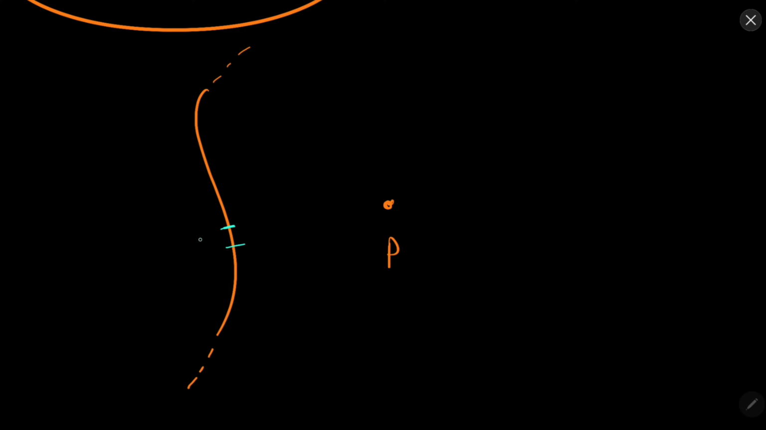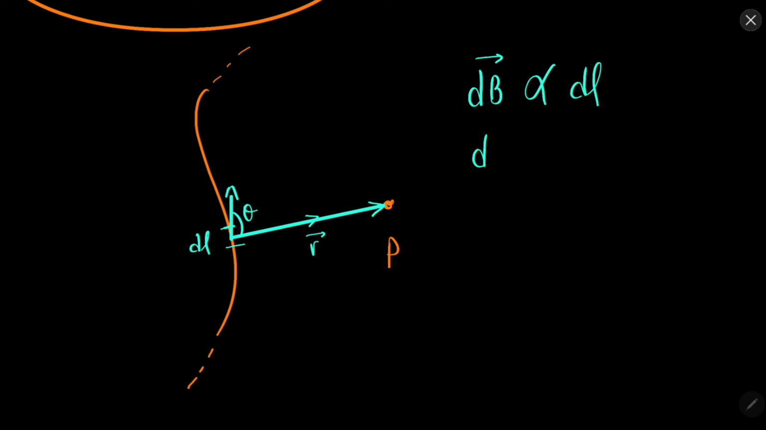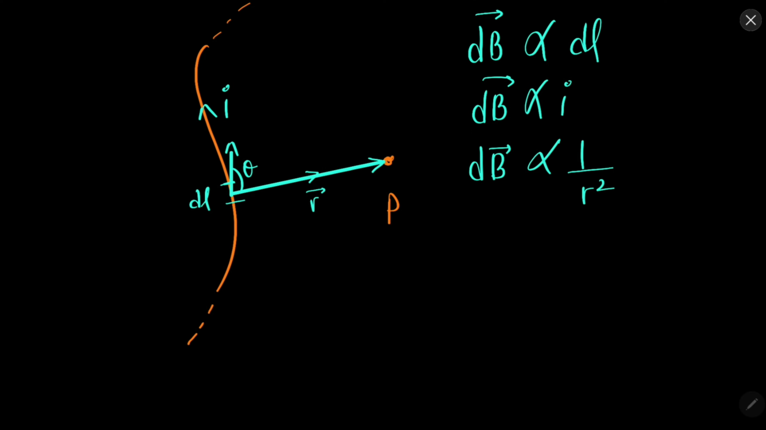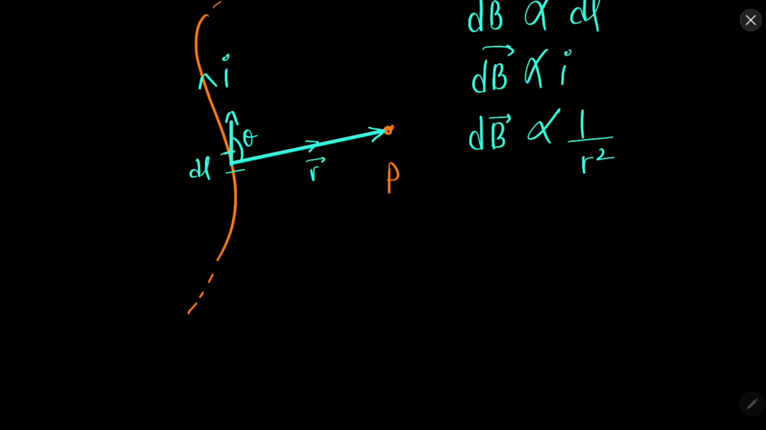Let's say we take a very small length dl, and for this we will find the magnetic field intensity at point P. So this will be the direction of r cap. Then let's say the current here in this region is in this direction, so this will be the angle theta. According to Biot-Savart law, the magnetic field of the small region is proportional to the small length, proportional to the current in the wire, and proportional to 1 by r square, that is, the inverse square of the distance between the point and the wire.